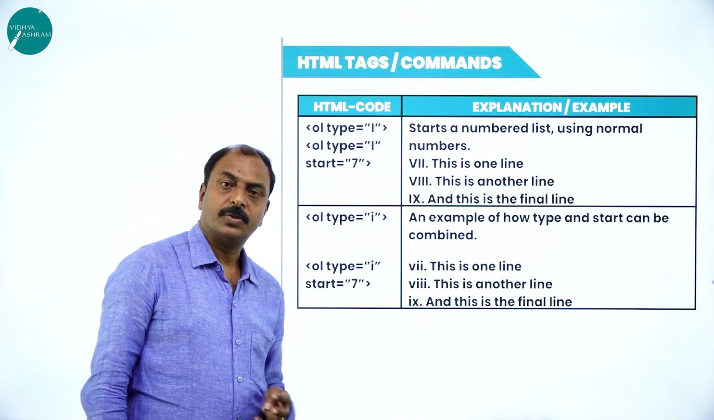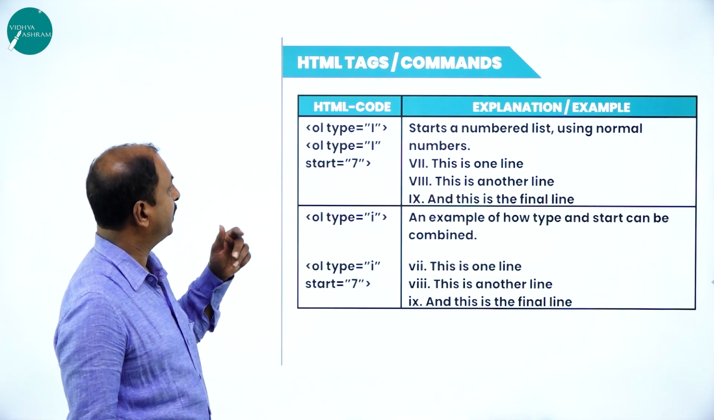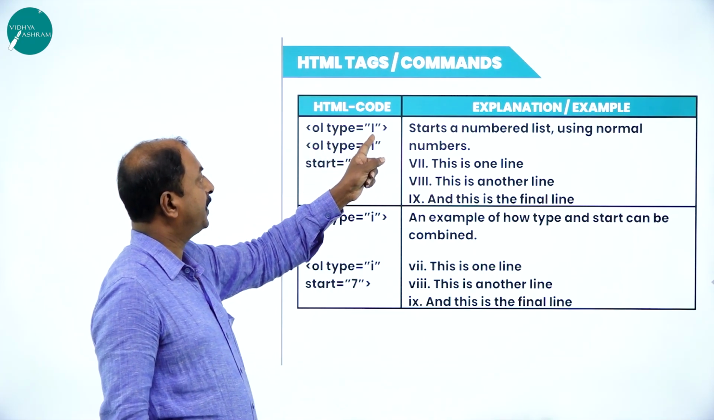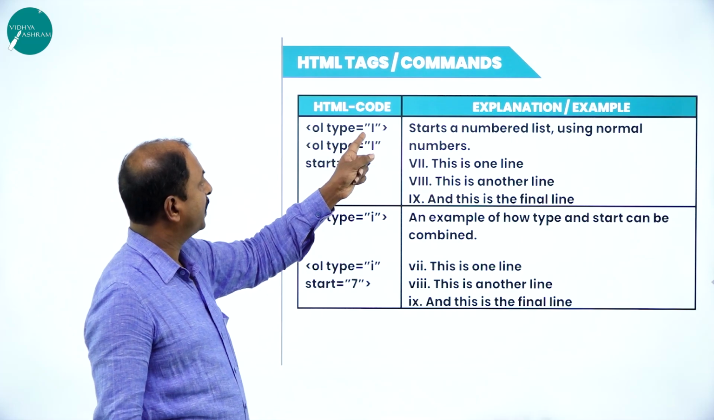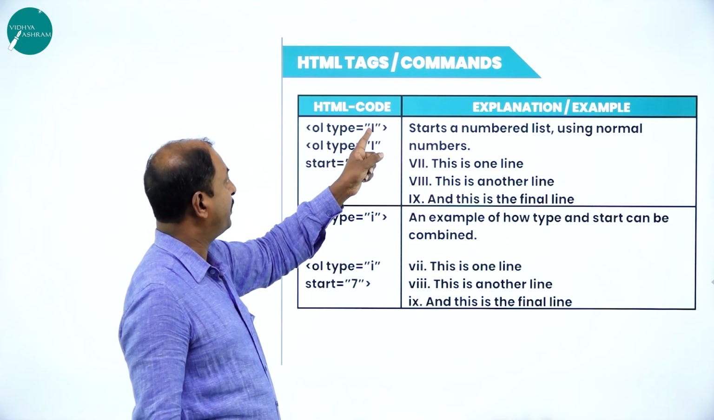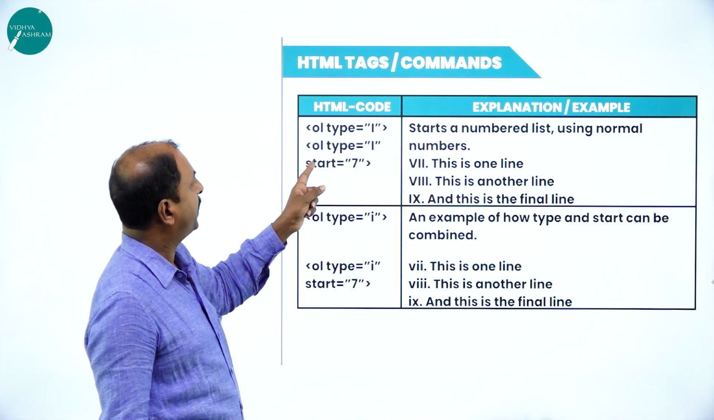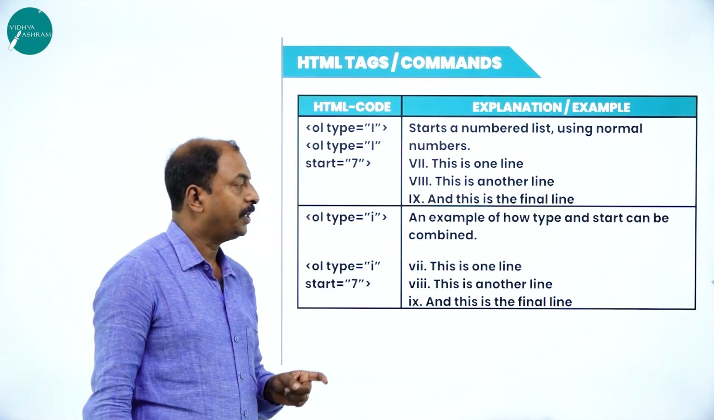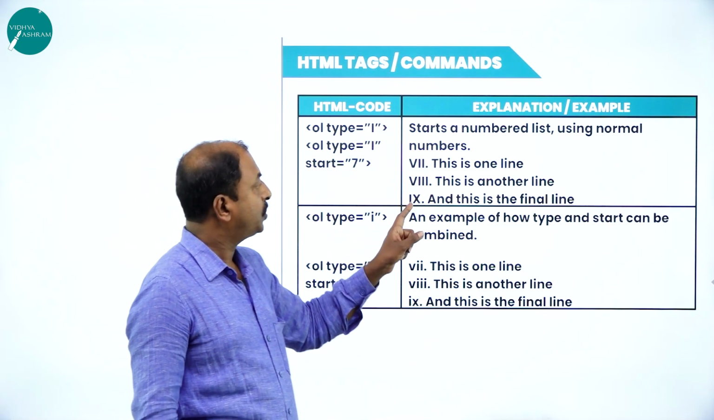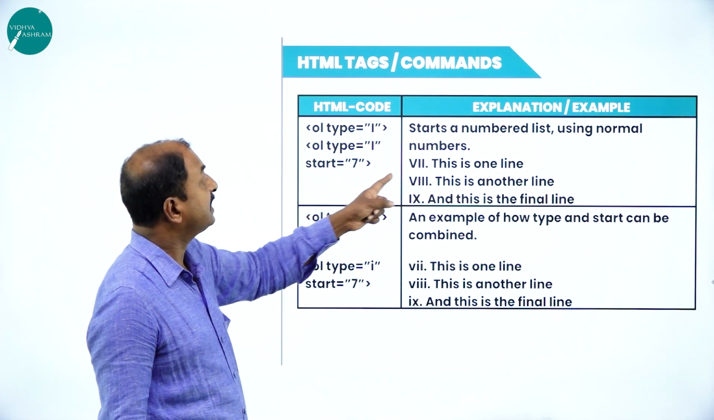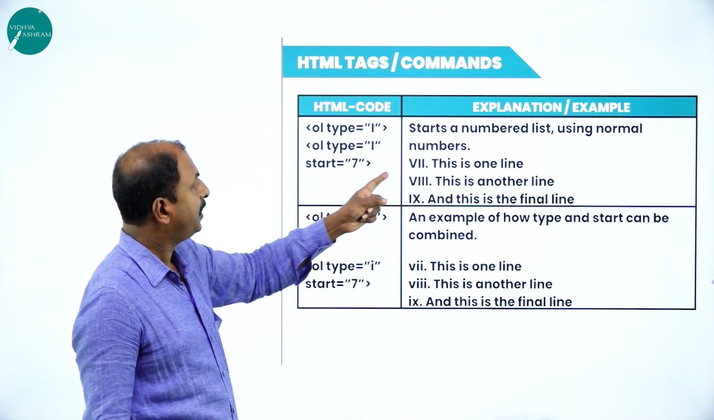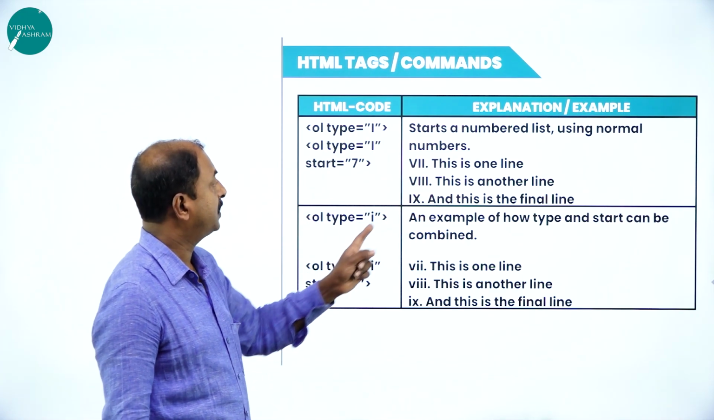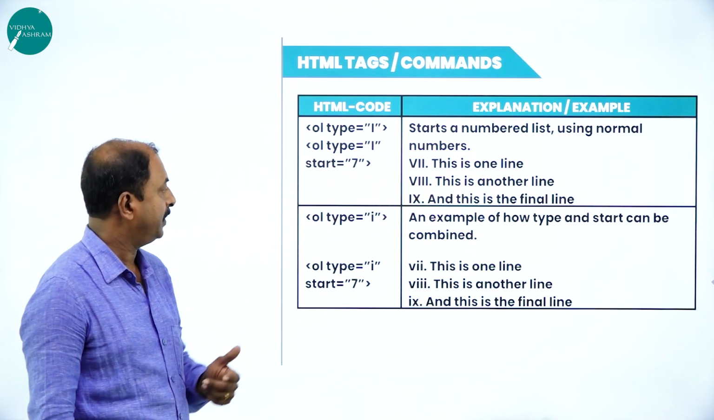Now let us look into other examples of numbered list. Here OL type equals capital letter I. It stands for Roman numbers in capital letters. And here, for example, OL type equals I with start equal to 7. So the list starts with Roman number 7: 7, 8 and 9. This is the output for this example.